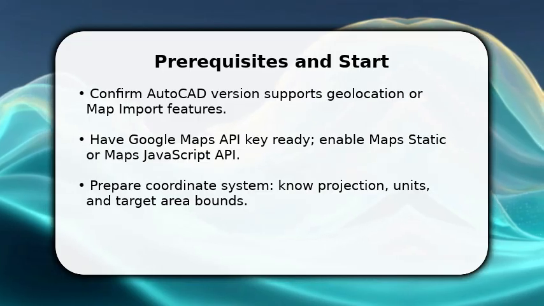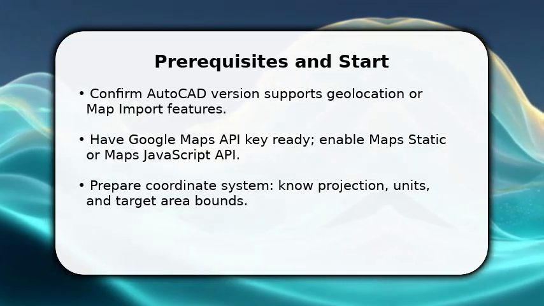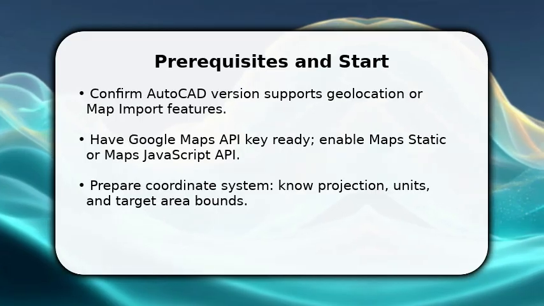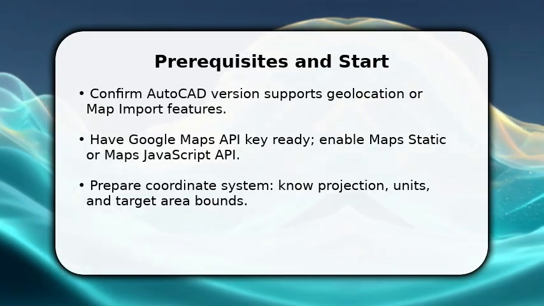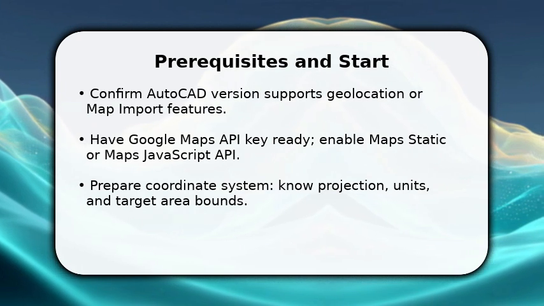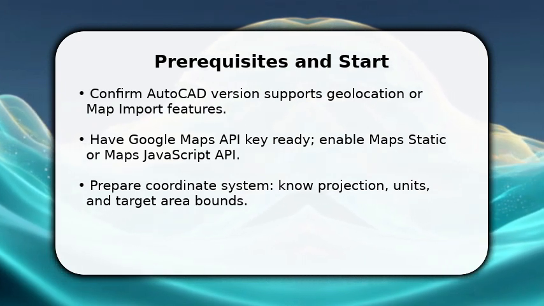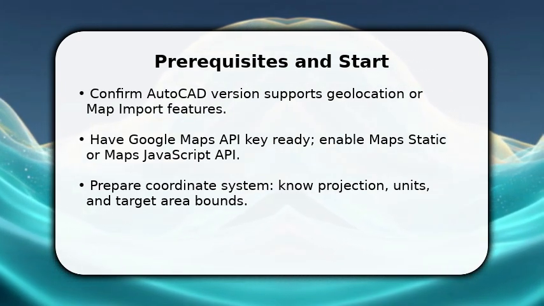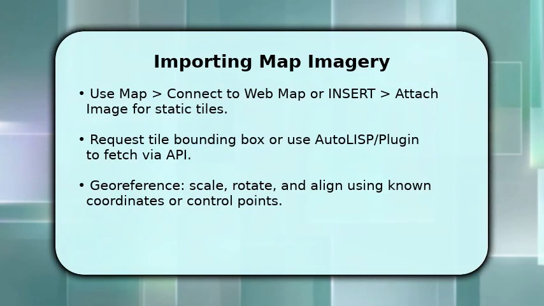Next, identify the latitude/longitude box or address you'll import. Make sure the API key has billing enabled and the correct services active so requests return imagery when you pull them into AutoCAD. Start fetching imagery.